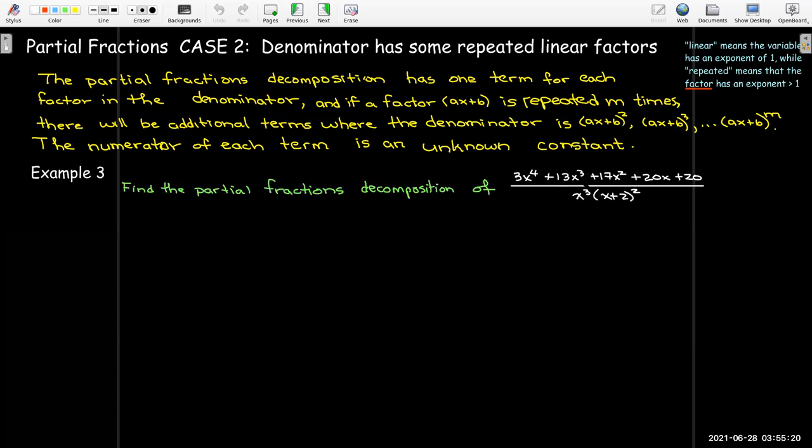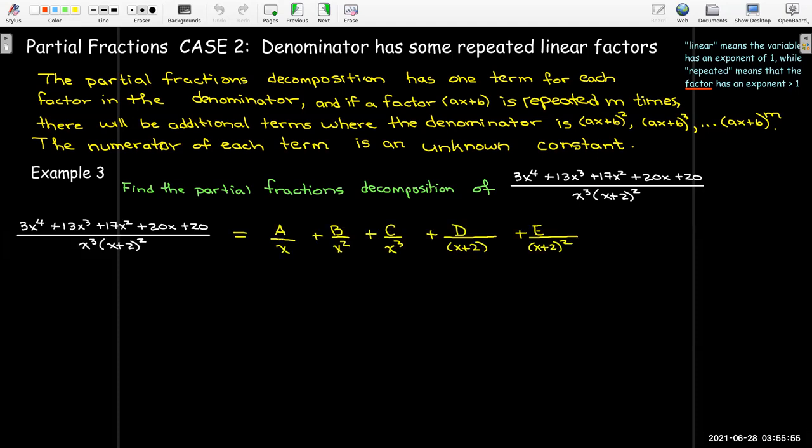So let's look at an example again to make more sense of what I just said. We have this fourth degree polynomial in the top. So 3x to the fourth plus 13x cubed plus 17x squared plus 20x plus 20 all over x cubed in parentheses x plus 2 squared. So the x is repeated three times. The x plus 2 is repeated twice.